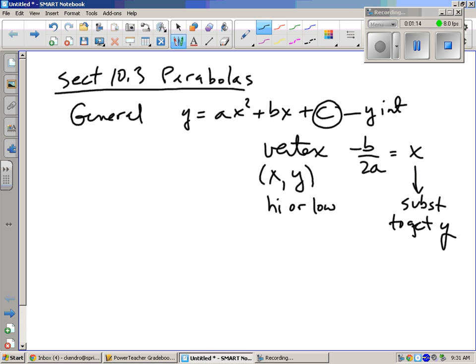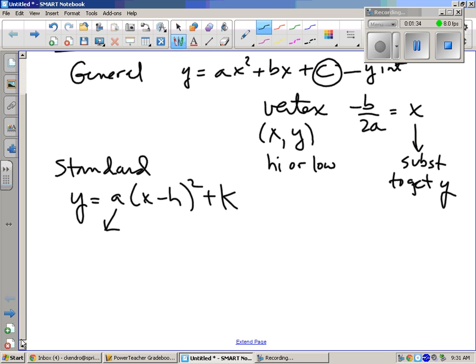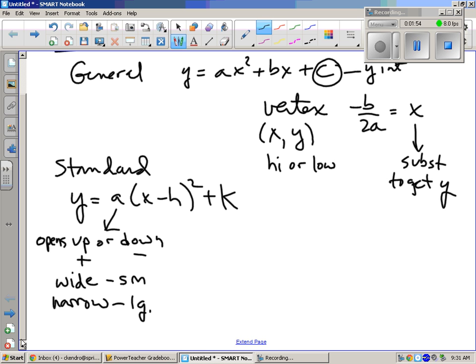Then we have what we call standard form. Standard form is with parentheses. It's y equals a(x minus h) squared plus k. The a tells you whether it opens, that's right, opens up or down. If it opens up, it's a plus, down would be a minus sign. It also tells you whether it's wide or narrow. And actually the smaller numbers make it wider and the larger numbers make it narrow.